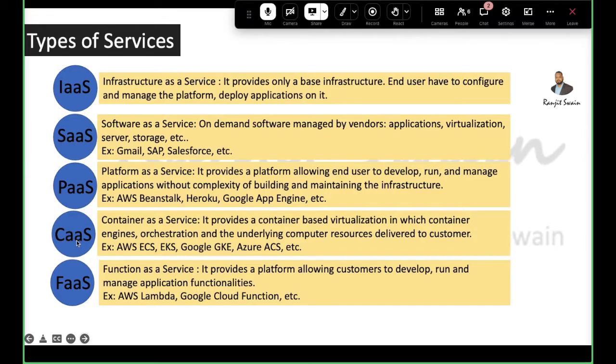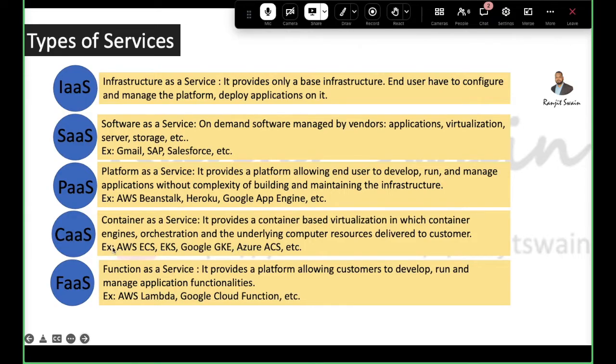Similarly, CaaS is Container as a Service. It provides container-based virtualization in which container engines or orchestration and the underlying compute resources are delivered to the customer. For Container as a Service, you will not understand exactly what a container is yet. We have a class on containers, in which we are going to use the tools Docker and Kubernetes. At that time you'll completely know what a container actually is. These container services are provided by different service providers: AWS ECS, EKS, Google GKE, Azure, and all these things. Once you understand what a container is and start working on it, you will know what these services are and why you are going to use them.